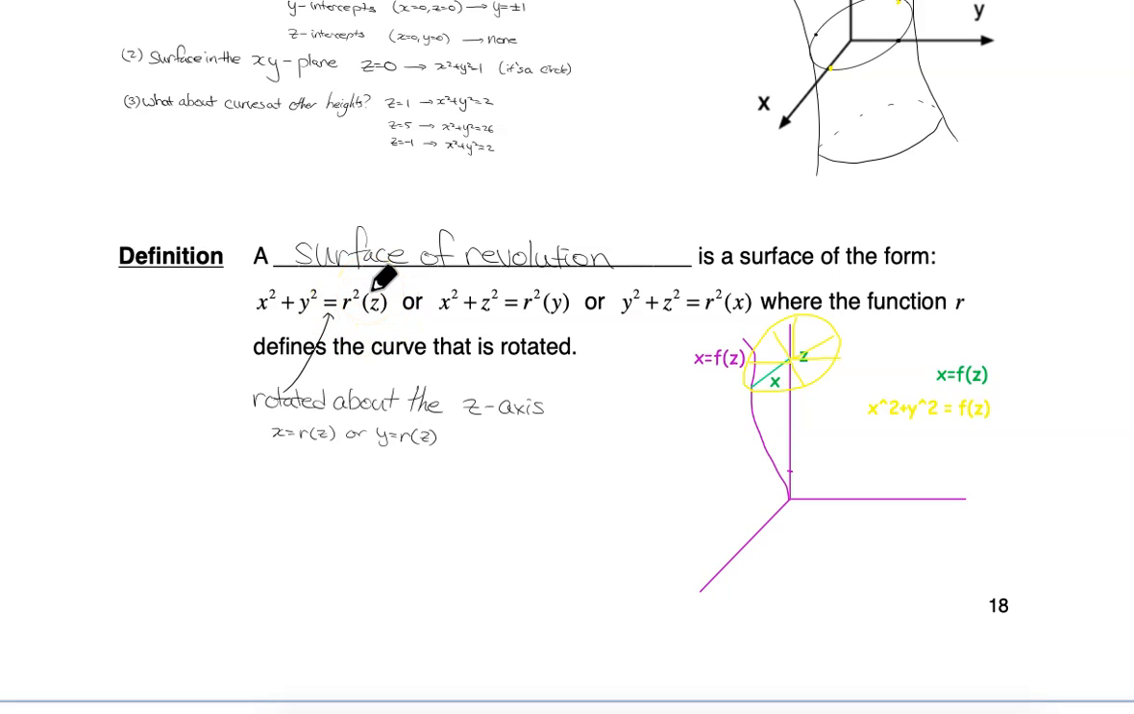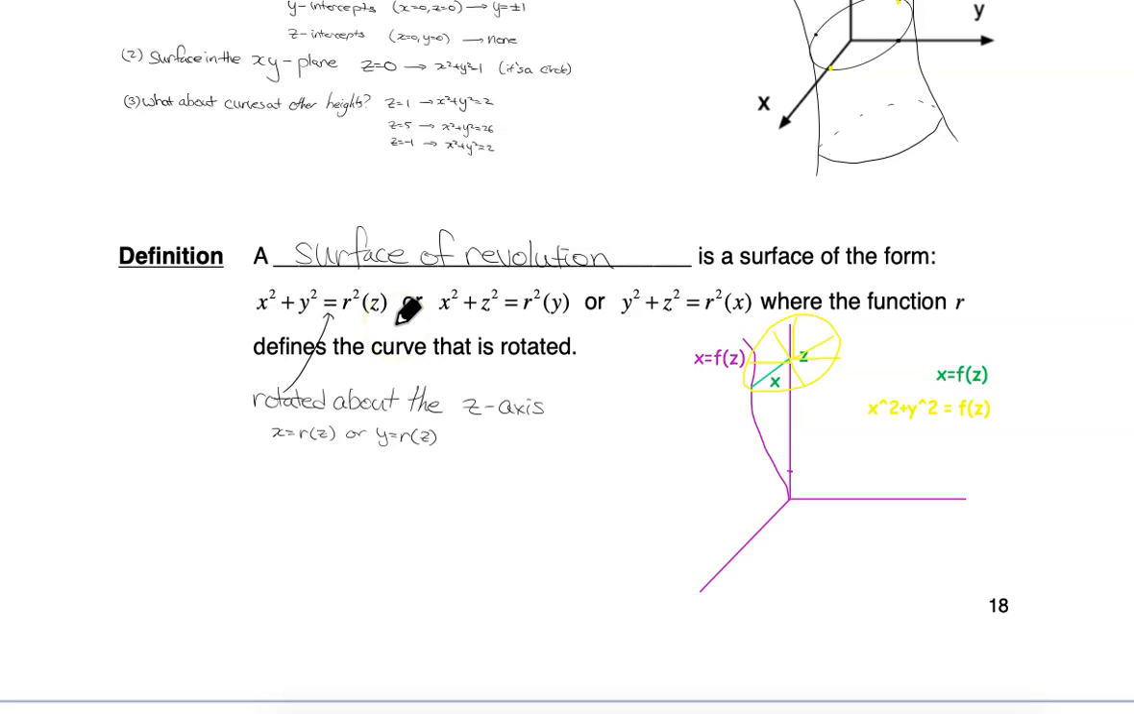You can see that it's actually a function squared. And this function is not just any function, it's going to exactly correspond to the radius of the circle at that value of z. Why are these equations like that?